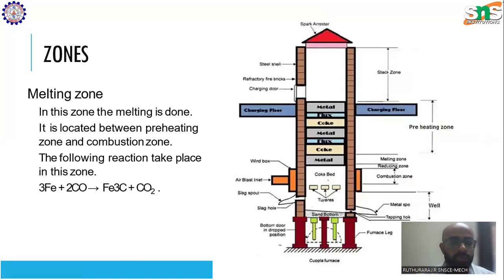And then there is the melting zone. The melting zone is the zone where melting takes place. All these zones are within the furnace itself. In the bottom, when the coal is burnt, heat is generated. That heat moves up to melt the metal. As you can see, iron combines with carbon monoxide to form iron carbide and carbon dioxide. Iron does not usually exist in its natural state as pure iron. It combines with carbon to form iron carbide. That's the Fe3C which we are seeing.